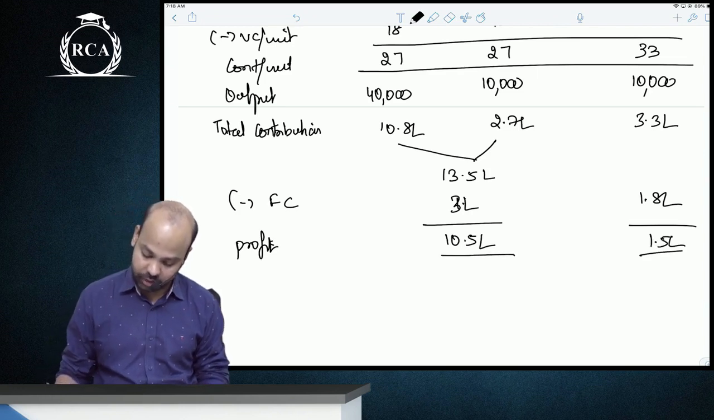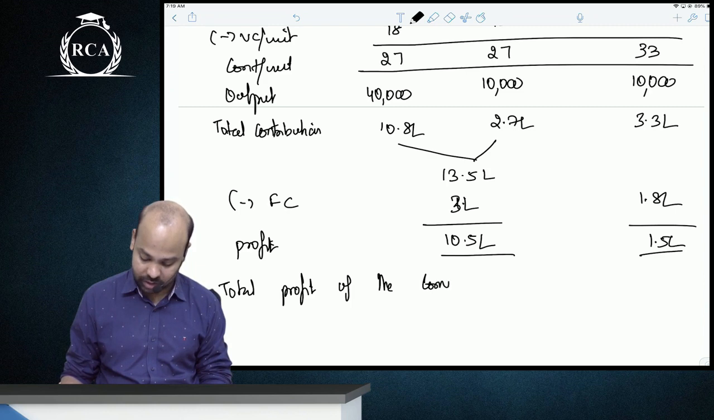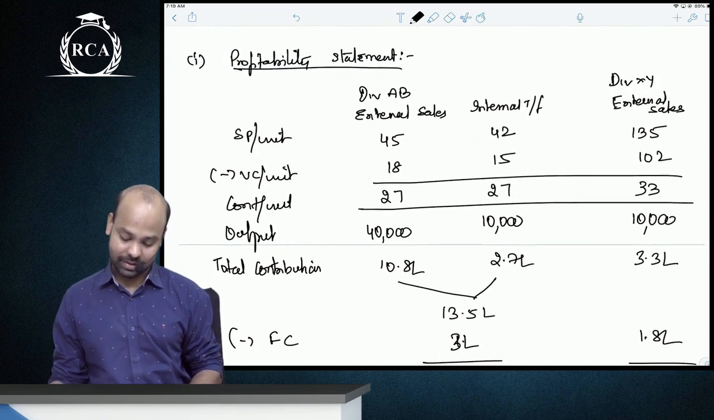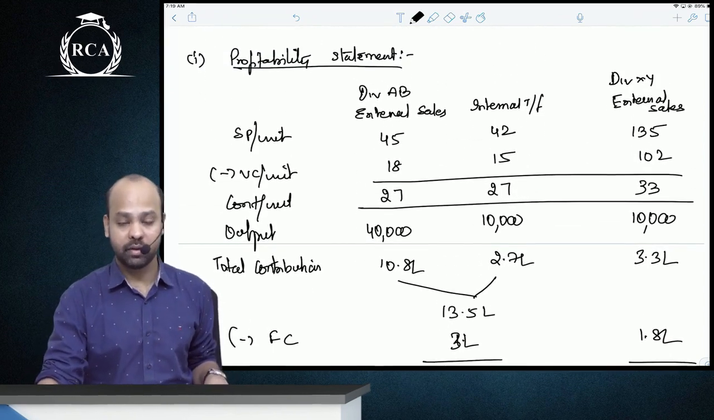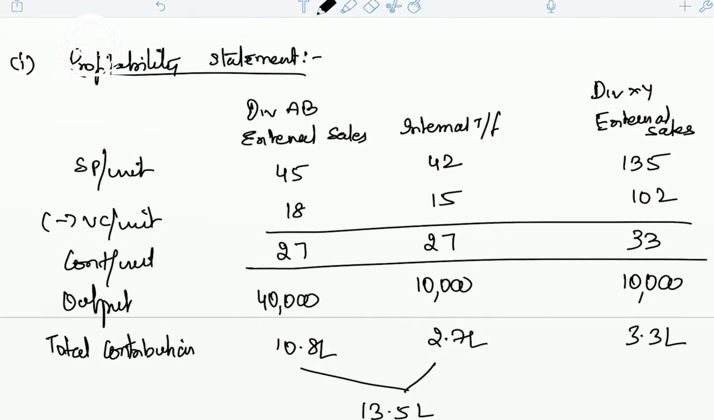Total profit of the company, guys, is 12 lakh rupees under the first case. Okay, sir. This is the total profit of the company. Understood, sir. Please write this, guys. All of you better write this. This is the first bit, better profitability statement. Profitability statement, guys.